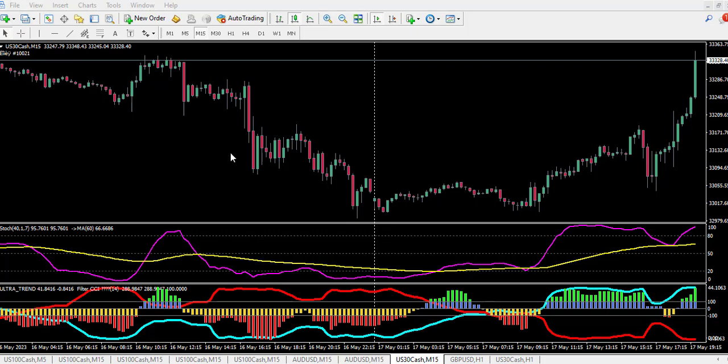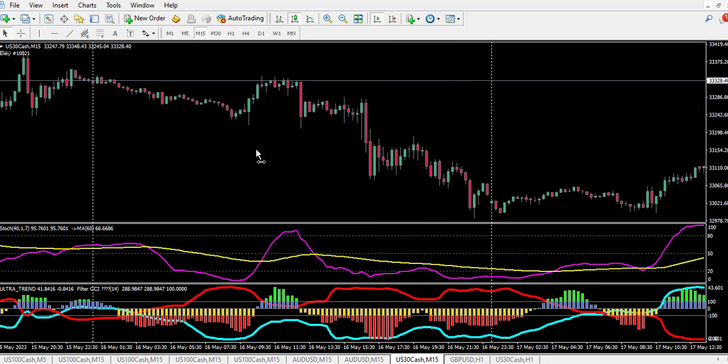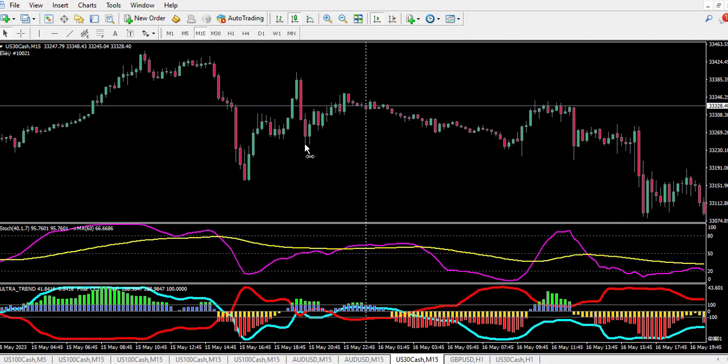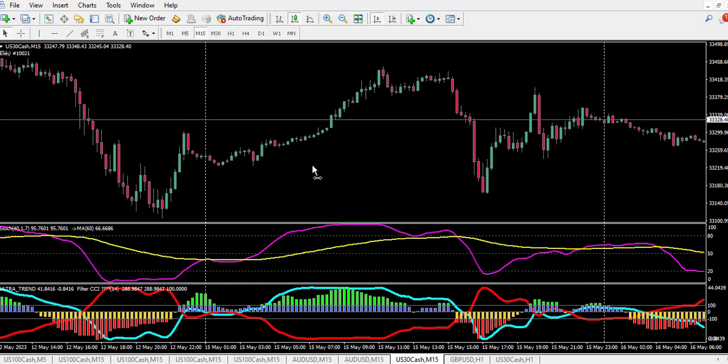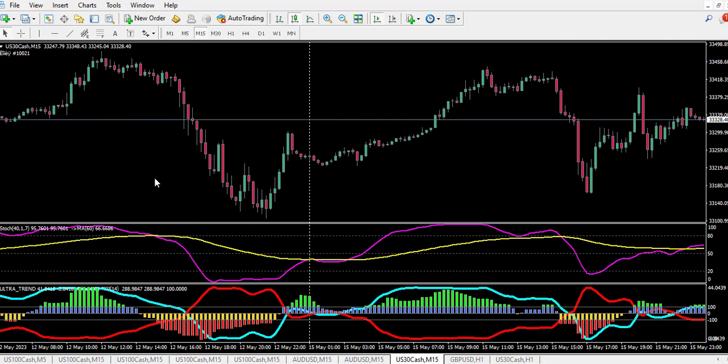Now let's move back a bit and analyze other market signals generated by this indicator. At this particular zone here, we have a sell signal generated, and here we have the aqua color below the red color for a buy, and the bar remains red also for a sell. And this is another good signal generated by these indicators that have combined together.